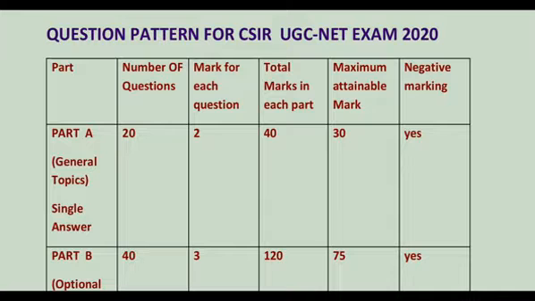Part A contains questions from general topics, quantitative aptitude, research, and others. There are 20 questions in this part. Each question has 2 marks, so there are totally 40 marks, and a candidate can attain a maximum of 30 marks. There is negative marking also in this part.